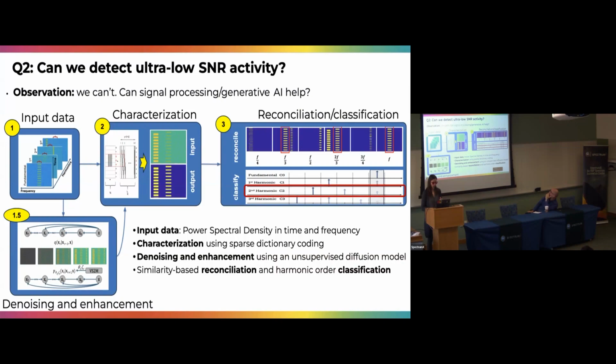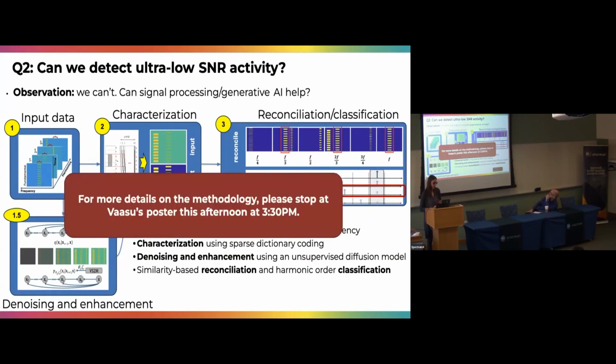And then having aided ourselves in characterizing what the activity looks like across spectra, we use these co-occurrence patterns across the multiple spectra, joined with a similarity measure, in order to both detect whether that's a harmonic or not, and then determine which order harmonic we are observing and reconcile it with the culprit for that harmonic. So I'll stop here in terms of methodology.